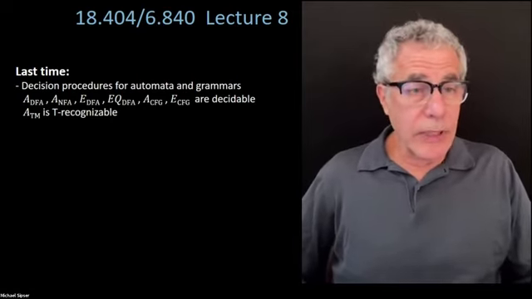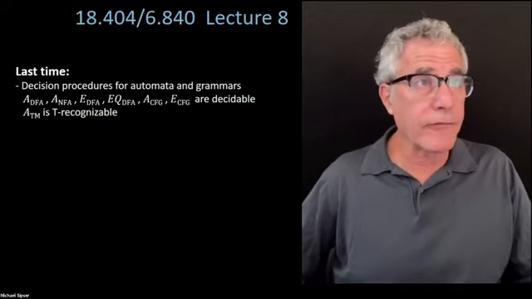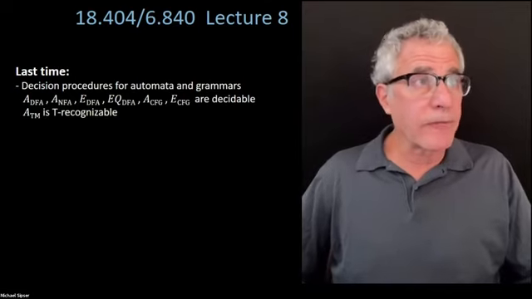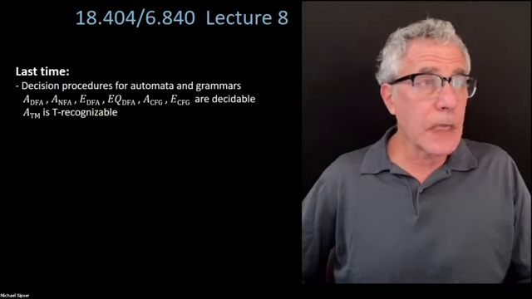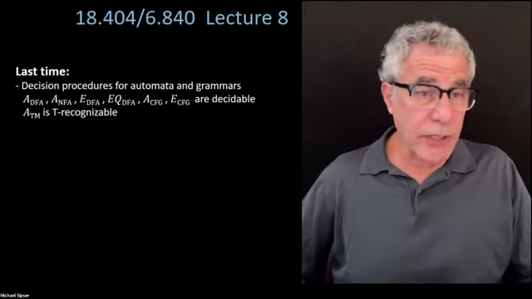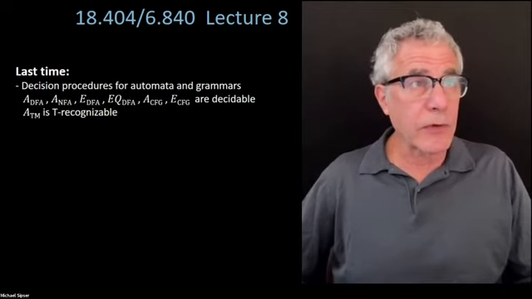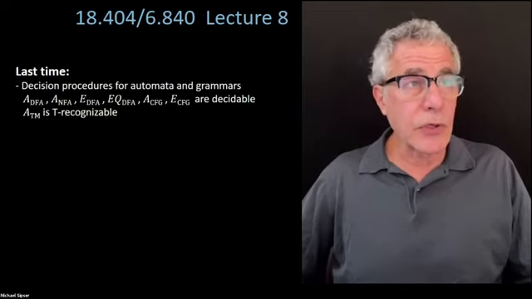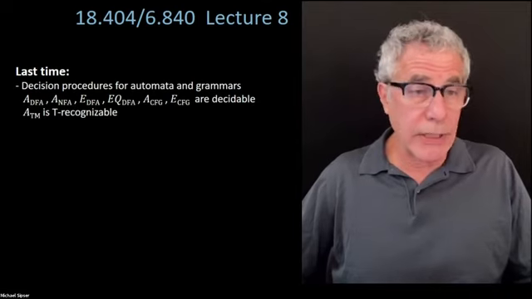So last time we considered a bunch of procedures for testing properties of various automata and grammars: the acceptance problem for DFAs, for NFAs, the acceptance problem, which is really the generation problem for context-free grammars, and emptiness problems for DFAs and context-free grammars. And also, we showed that ATM is Turing recognizable.